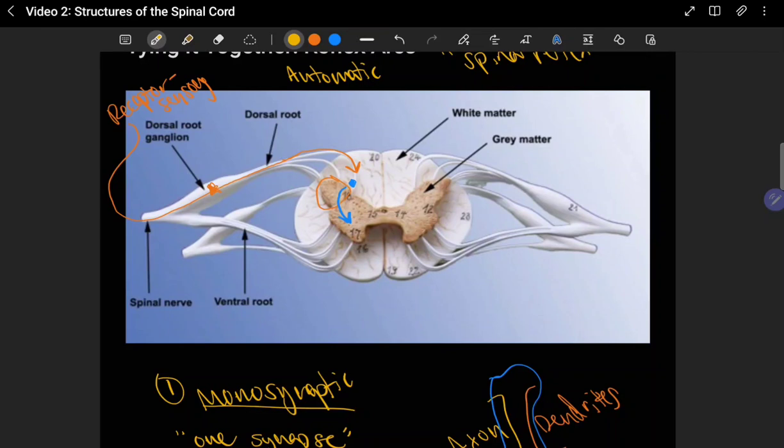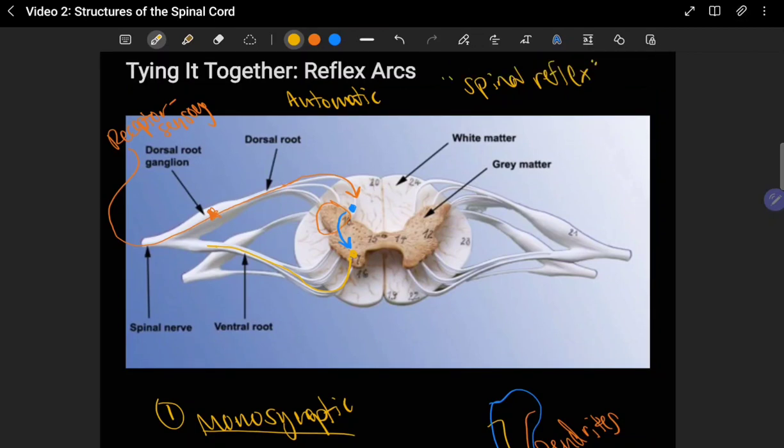And then lastly, we have neuron number 3. So this is going to be starting kind of in that anterior gray horn, sending information out to the brain. There are a couple other steps involved here. So if you take neuroanatomy, you'll learn a lot more about reflex arcs, but I just want to talk about the main structures involved here.